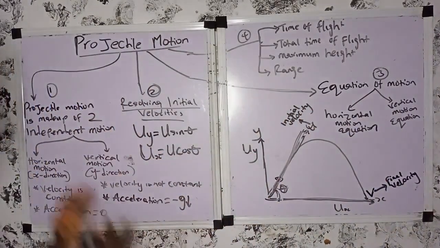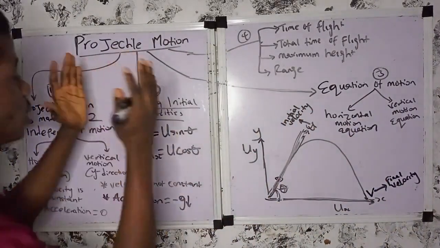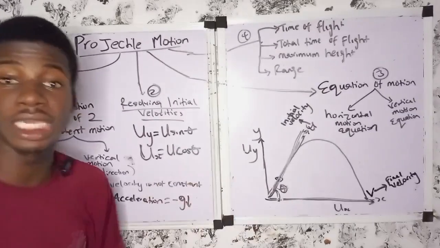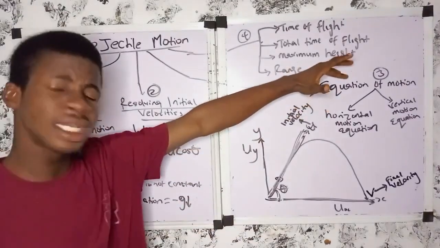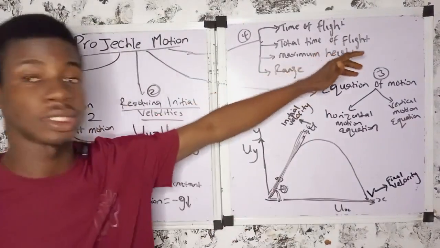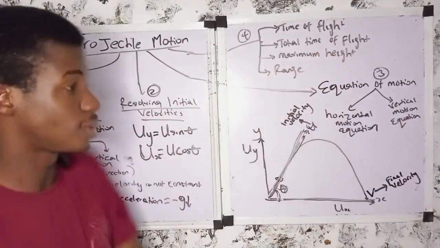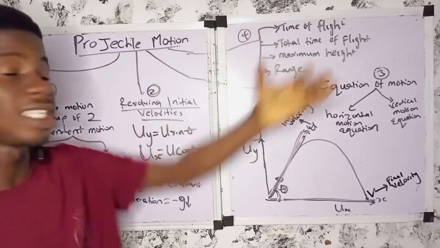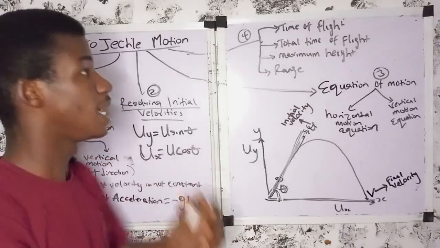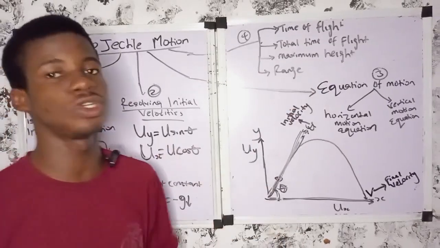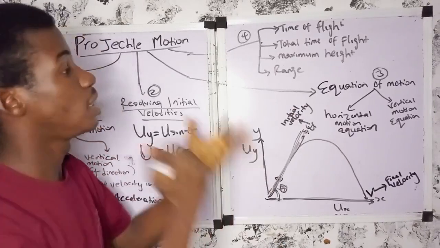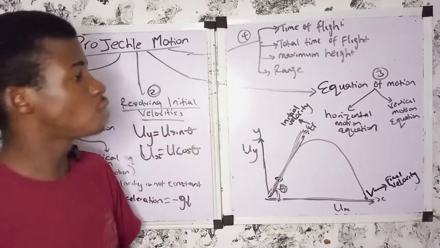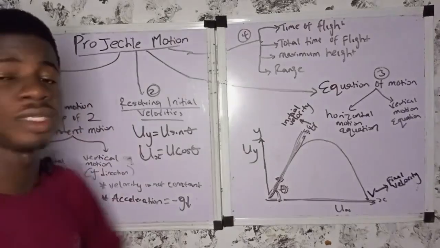The very first category, I'll talk about projectile motion. Second category, I'll talk about resolving initial velocity. Then the third category, which is very important, I'll talk about equations of motion. Then the fourth category, we talk about time of flight, total time of flight, maximum height, and range. Then the fifth category, we do some calculation in the Physics 101 textbook. Okay, so now let's start with the class.